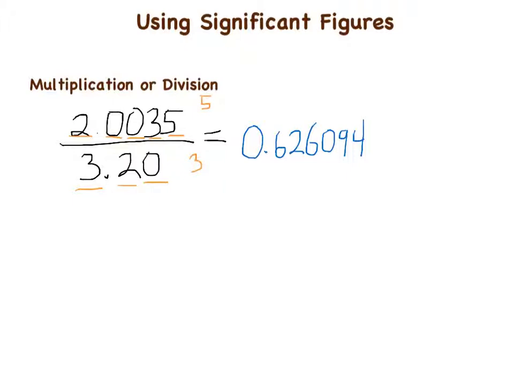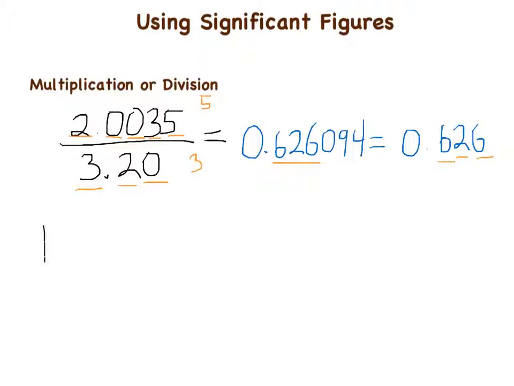So this answer should be changed to 0.626. The way you look at it is you're only going to count the first 3 numbers, these 3 numbers right here. So it comes out to 0.626. That answer has 3 significant figures, just like the number with the least amount. So we'll do another example just to make sure we got that.